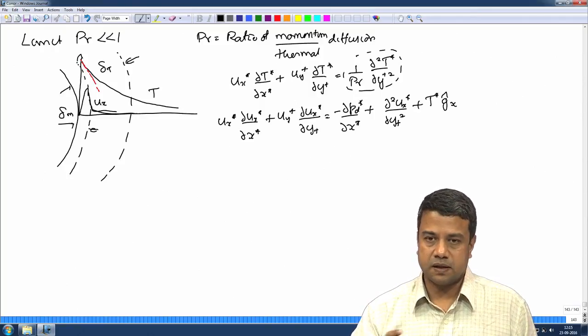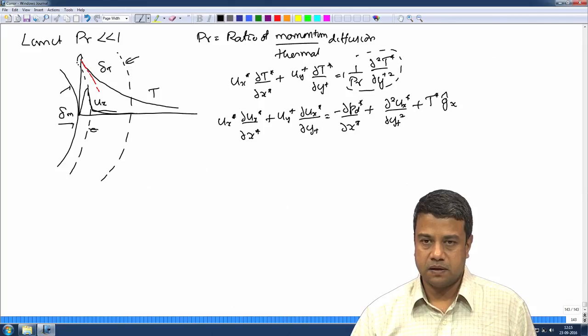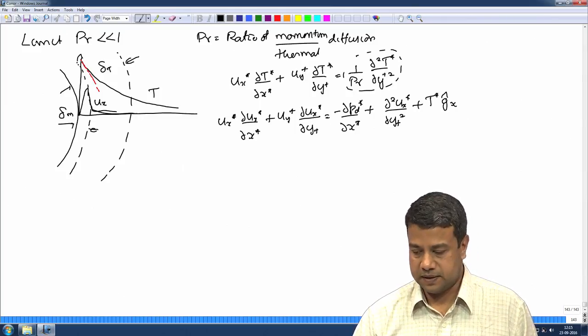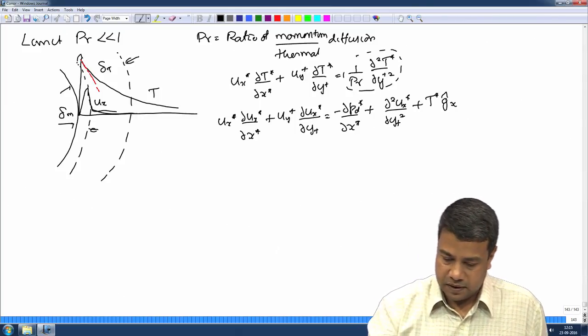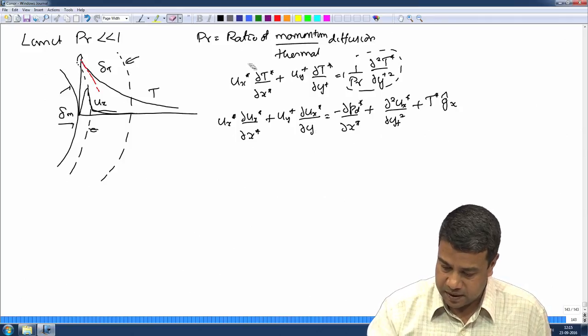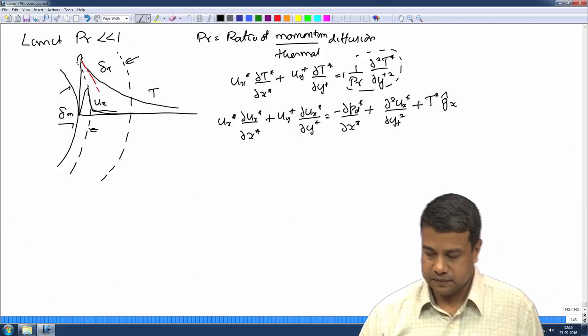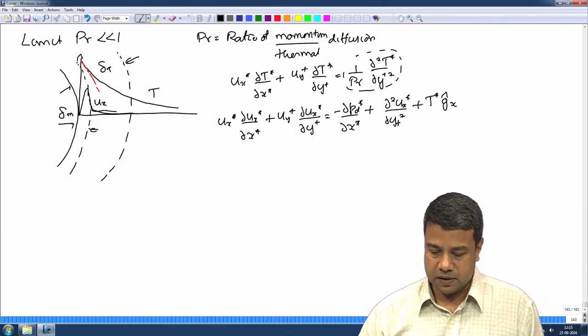That means that in the thermal boundary layer, diffusion of momentum is not going to be important. Diffusion of momentum is not going to be important. So, therefore, I have to rescale my coordinate by the thermal boundary layer thickness. So, I go back to my original coordinate.